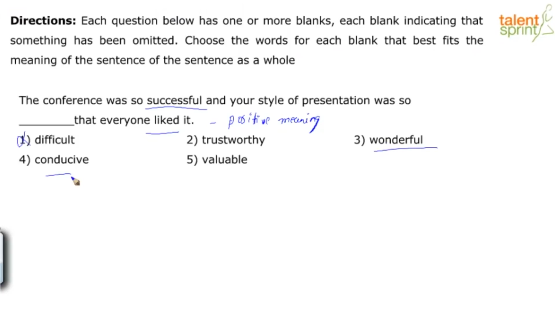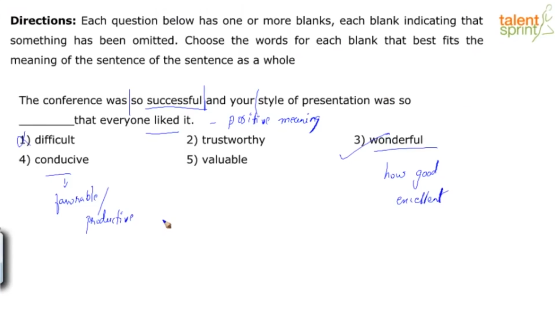What about conducive? Conducive means favorable, productive, right? Again, just like the previous context, we don't have enough information in the context pushing us to identify words like conducive or valuable. The only closest meaning you can associate quickly is with wonderful. I need a word that talks about how good and excellent the presentation was, and everyone liked it. So it's as simple as that. The context is saying the conference was successful. The reason is the style of presentation was so wonderful that everyone liked it.